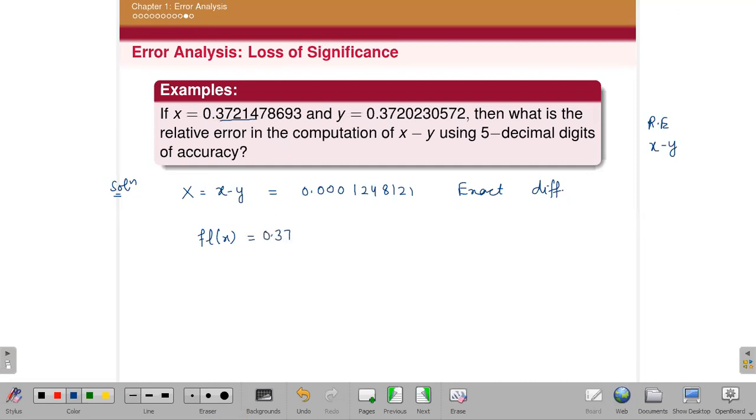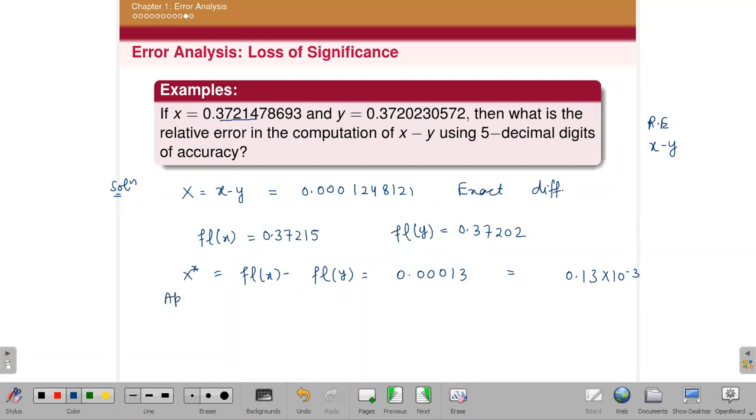So FL of x is 0.37215 because 7 is greater than 5. FL of y will be 0.37202. Now write FL of x minus FL of y. It will be 0.00013, or you can write 0.13 times 10 raised to power minus 3. So now this is our x star, the approximate value: this is the exact difference, and this is the approximate difference.